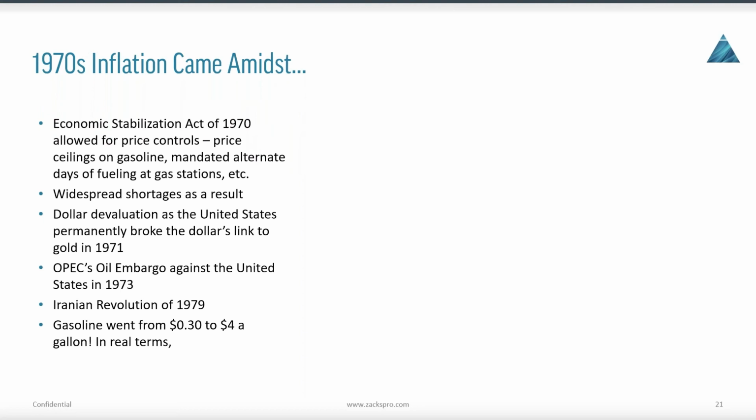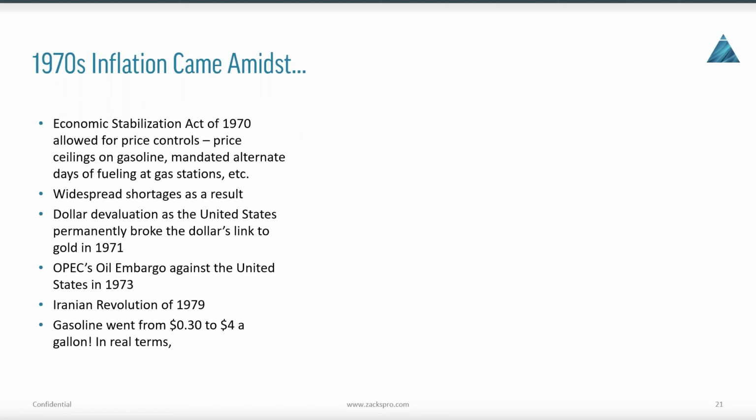So, again, a history lesson a little bit here. The 1970s inflationary period really came amidst some incredible sequence of events. It started with the Economic Stabilization Act of 1970. We were actually looking at price controls. The Nixon administration put price ceilings on gasoline. You could even imagine such things today. But there were price ceilings on gas.